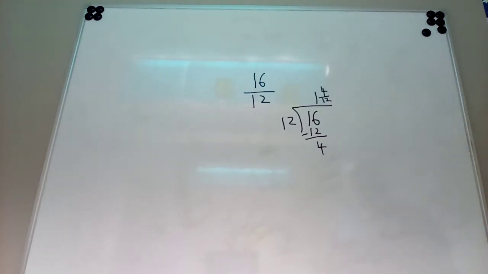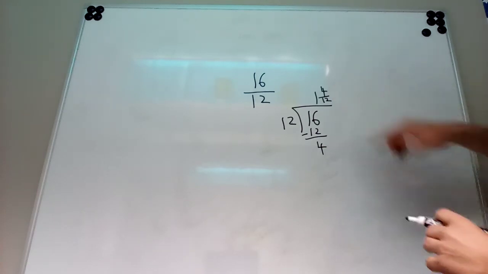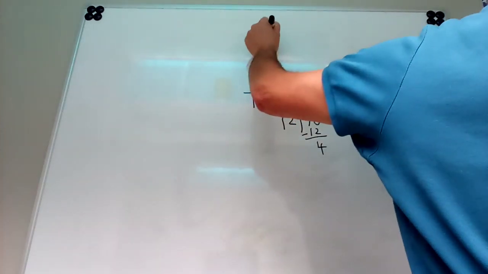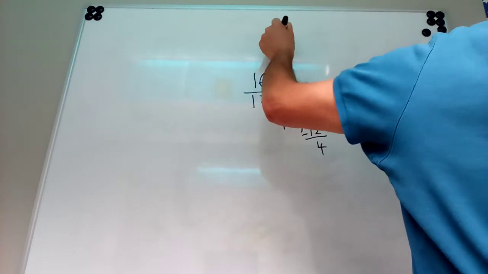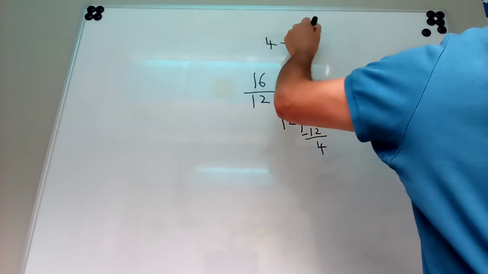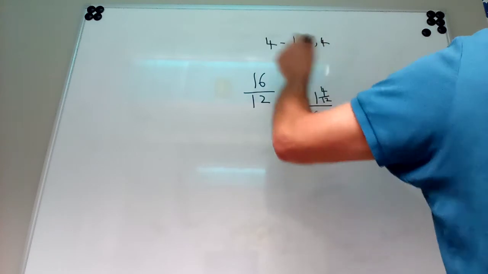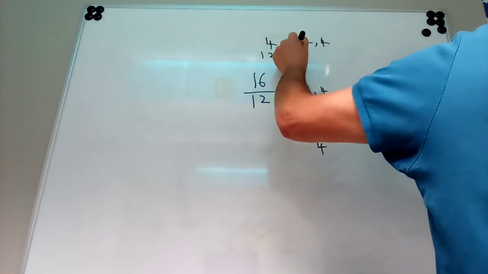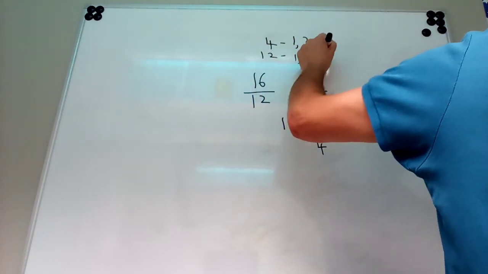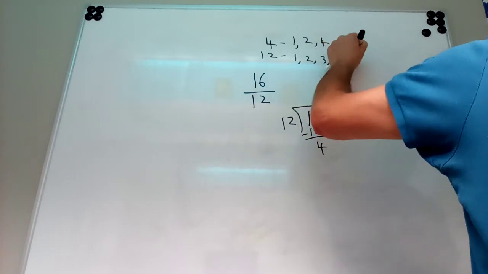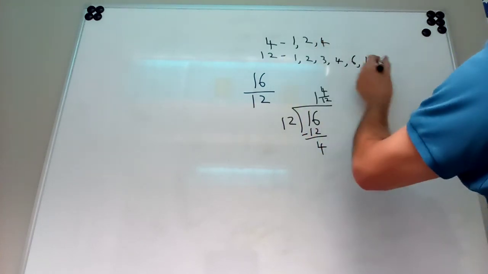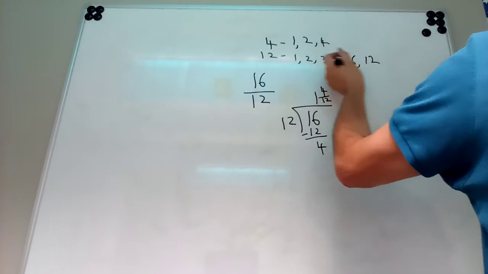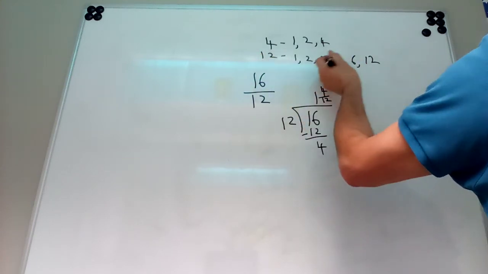But if we found our greatest common factor, we would find out that actually 4 will go into both of those, because the factors of 4 are 1, 2, and 4, and the factors of 12 would be 1, 2, 3, 4, 6, and 12. Remember that 1 times 12 is 12. 2 times 6 is 12, and 3 times 4 is 12.